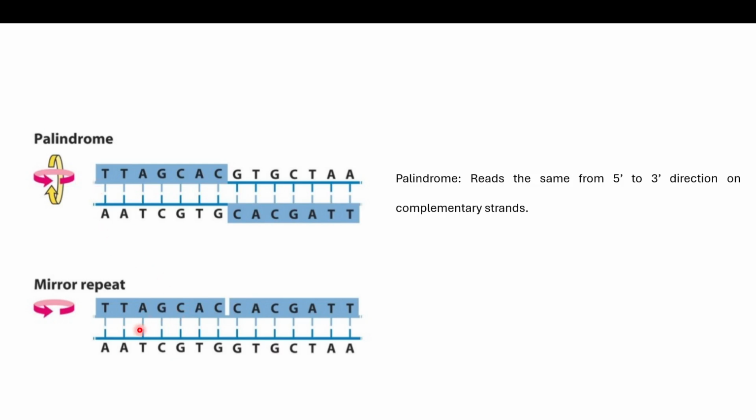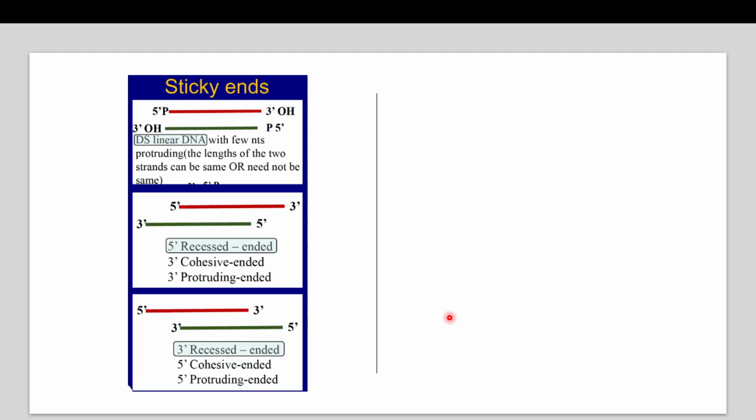And there are mirror repeats also, which are on the same strand. In the case of a palindrome, both the complementary strands are involved. In the case of mirror repeats, only one strand is involved, wherein T T A G C, if you put a mirror, it will read the same on the other side. So this is what is known as mirror repeats and palindromes. Just for basic information.